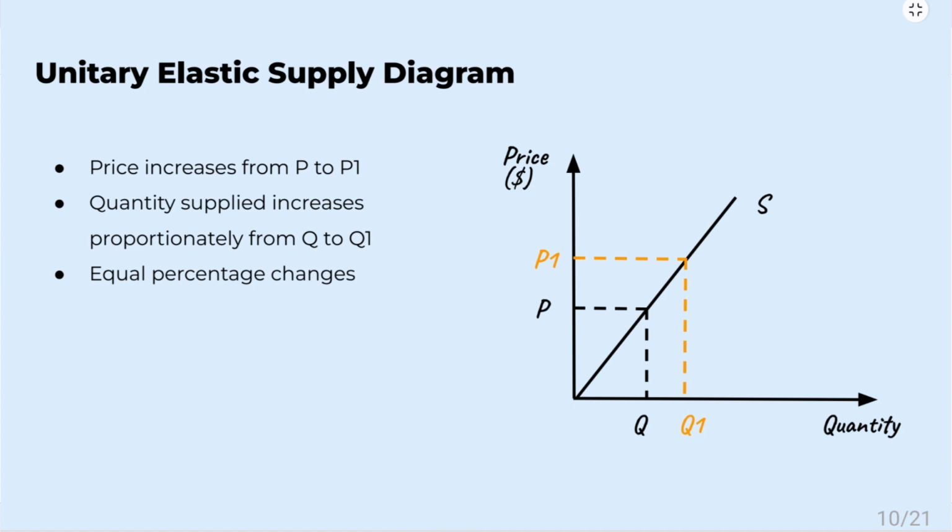In the diagram, price increases from P to P1, while quantity supplied also increases proportionately from Q to Q1. For example, imagine the price of bread rises from $2 to $3 per loaf, which is a 50% increase. Quantity supplied also rises from 2,000 loaves to 3,000 loaves, which is also a 50% increase. Since both percentage changes are equal, supply is unitary elastic. Producers are able to respond steadily and proportionately to changes in market price.